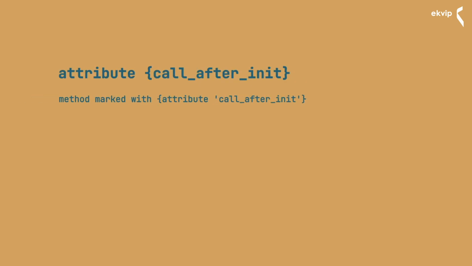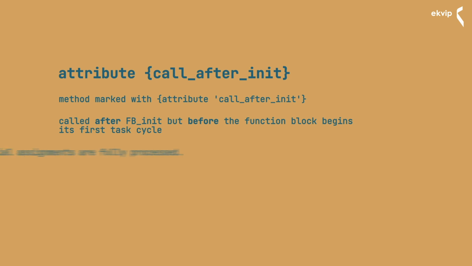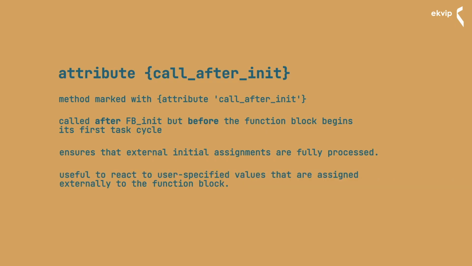We already used the attribute CallAfterInit before. It is a special method marked with the attribute call_after_init. It's called after FB_init but before the function block begins its first task cycle. It ensures that external initial assignments, like variables initialized directly in the instance declaration, are fully processed. It's useful when you want to react to user-specified values that are assigned externally to the function block. Think of it as a post-initialization step.